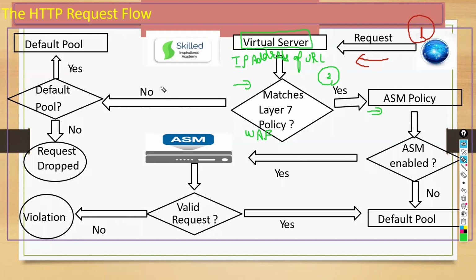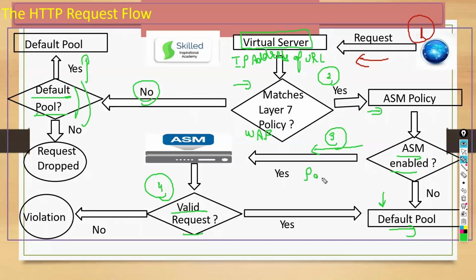If a layer 7 WAF policy is not there, then you can see it is going to the default pool. It is not checking whether it's good traffic or bad traffic. But here it is checking your request, this is the third request. If an ASM policy is there and WAF features are enabled, then it will check. If it's a valid request, then only it will go to the server, because your main application or web page is coming from the pool. So guys, what is a pool? A pool is nothing but a collection of your web servers, that is server 1, server 2, server 3. If it is not a valid request, then you will get a violation. Why? The request is getting blocked.